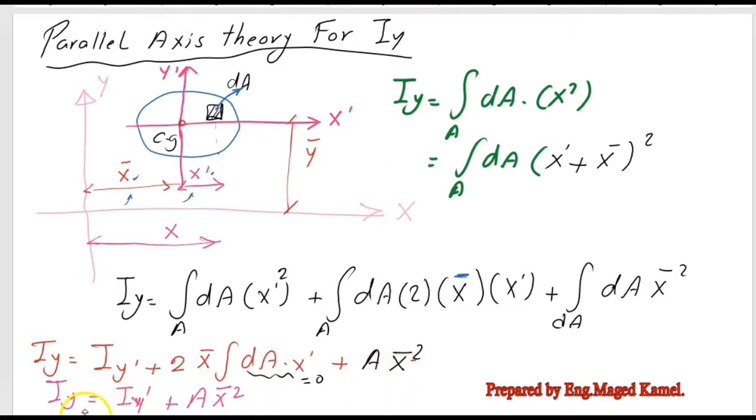So finally we have IY equal to the moment of inertia about y dash, which is passing by the CG, plus the area multiplied by x bar squared, where x bar is the horizontal distance between the CG and the external y axis.